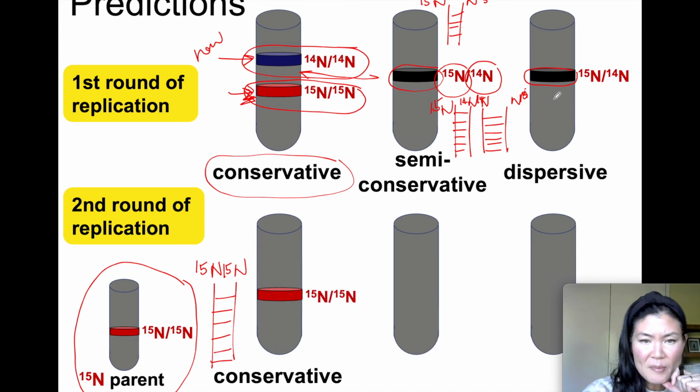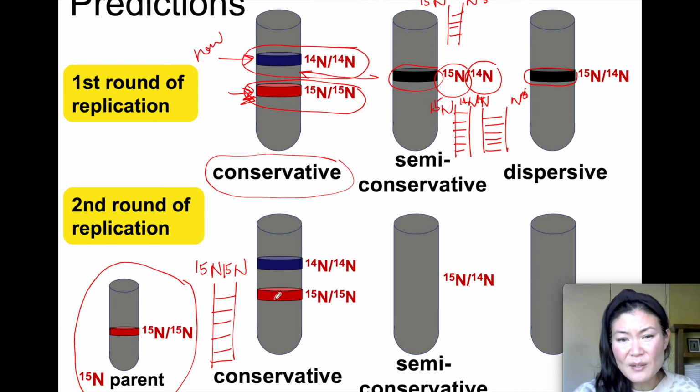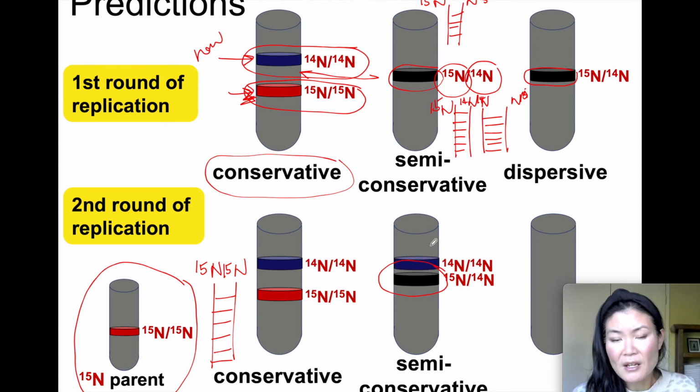So they did the experiment where they allowed the DNA to replicate another round. If it was conservative, you would still end up with the original nitrogen 15, and in the subsequent round of replication, all the new DNA is going to have just nitrogen 14. But for semi-conservative, this is the first round of DNA being replicated. If you let the DNA replicate again with just nitrogen 14, you're going to end up with a nitrogen 14 band.